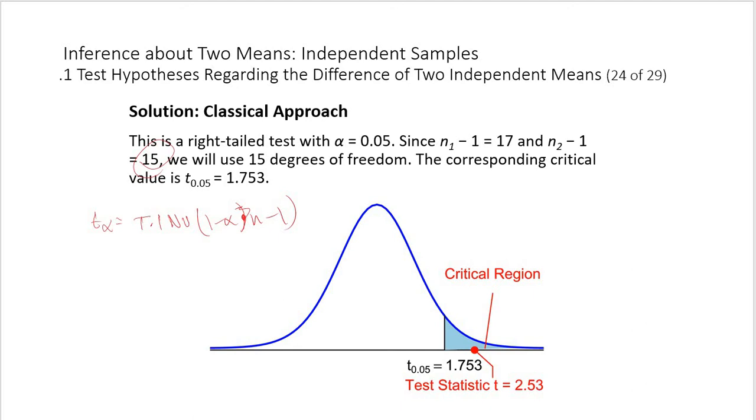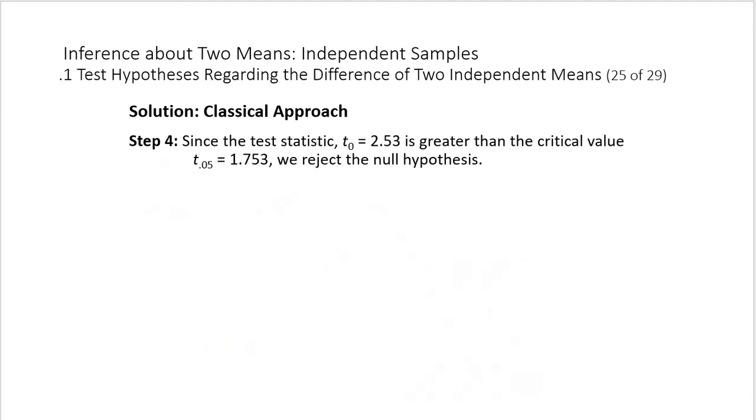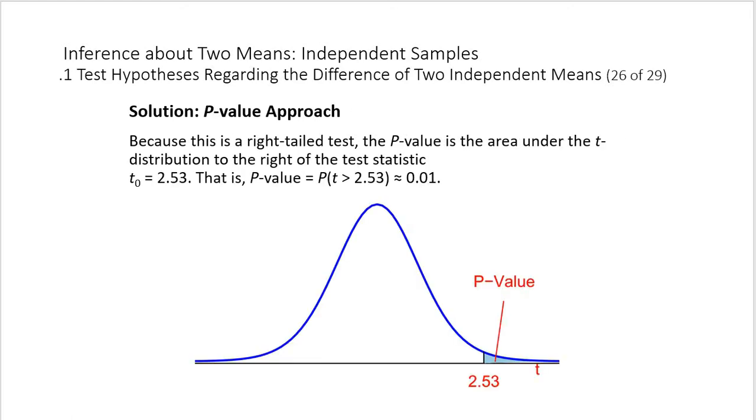Now, if we compare the test statistic to T sub alpha, we notice that the test statistic is inside of the critical region, meaning we're going to reject the null hypothesis that states that those averages are the same. So we have enough evidence to support our claim that the mean weight for the state quarters is greater than the traditional quarters. We can use the p-value approach in order to reach the same conclusion.